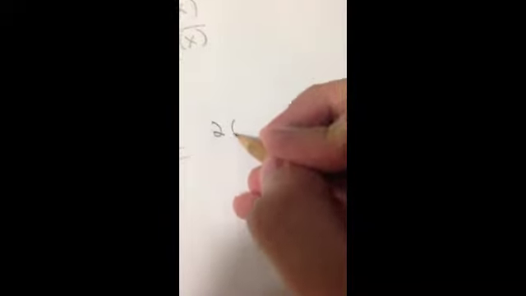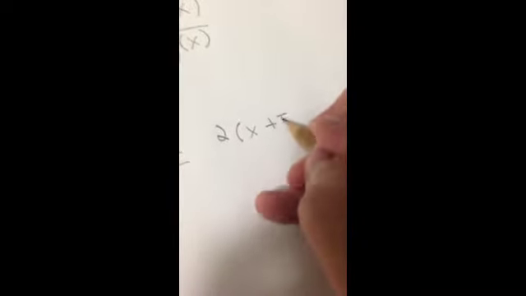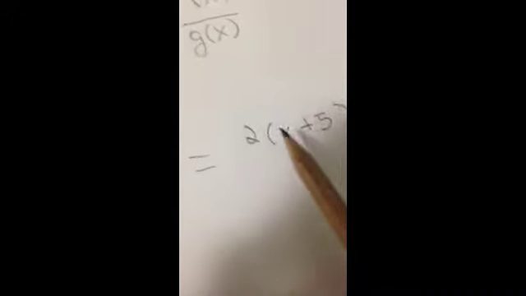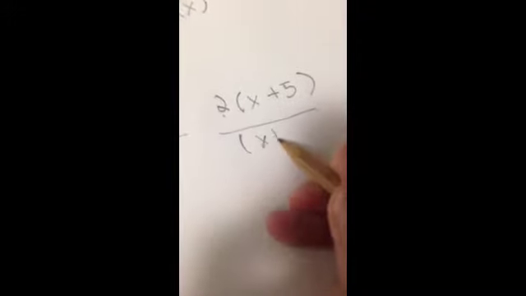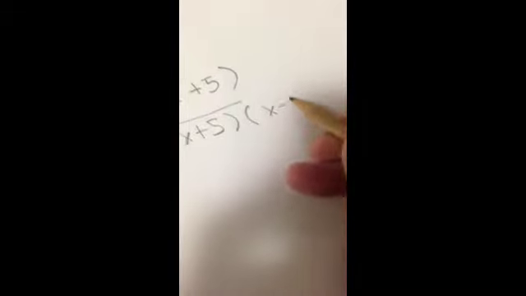So the first part here can be factored by 2. When you take out the 2 from both terms, they're both divided by 2, and you get 2 over. And here, when you factor this, you get x plus 5 and x minus 3. And if you do the math, you can check.